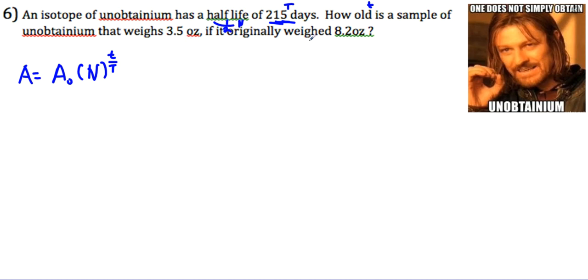So what we have is our original, that's a sub 0, and then we have our result of a right here. So we're just going to plug into the formula. So I have 3.5 is equal to 8.2 times 1/2, all raised to the t over 215 power.